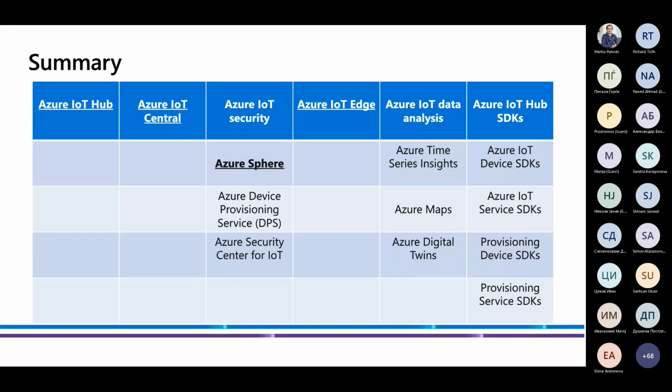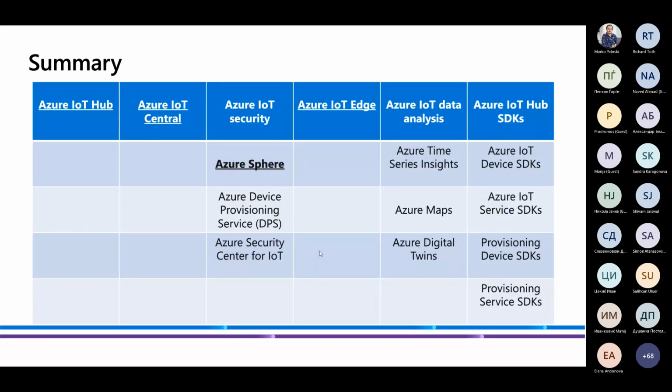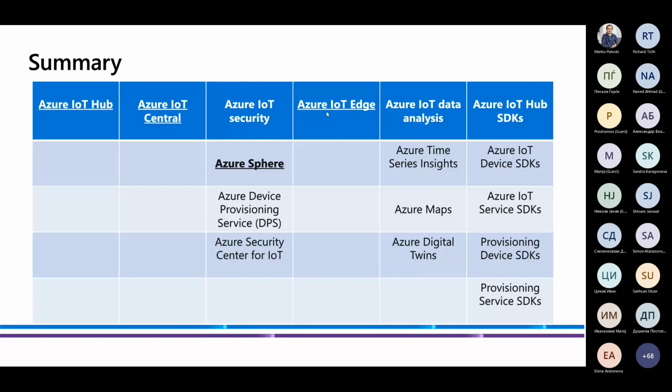This is a summary table I have made to help you remember the services that are used in IoT. Here are the two main services. Here are the services for security. Here is Azure IoT Edge. Here are the services for data analysis, and here are the services for the IoT Hub SDKs.